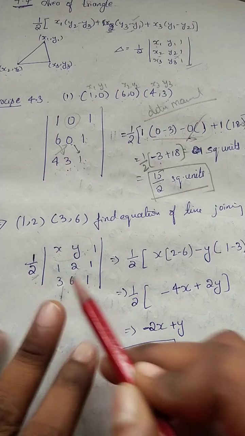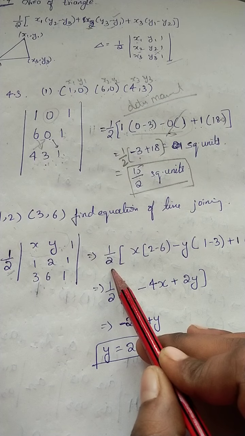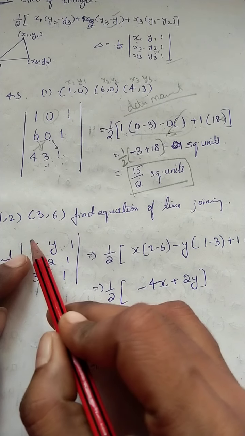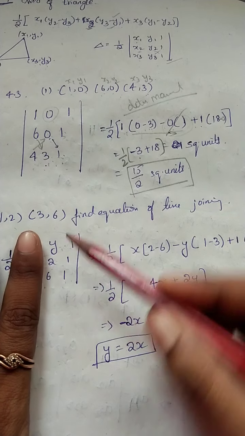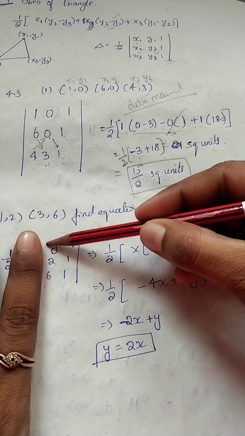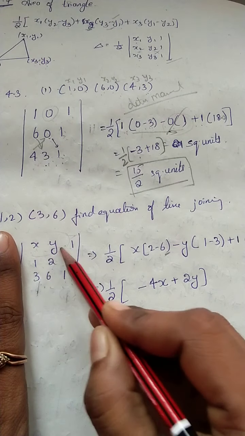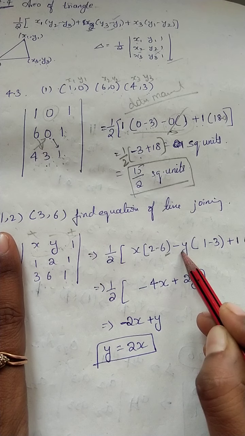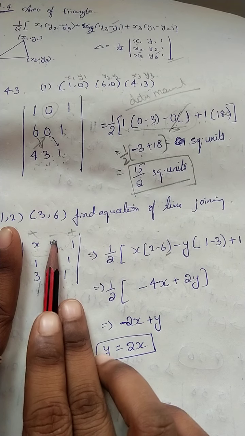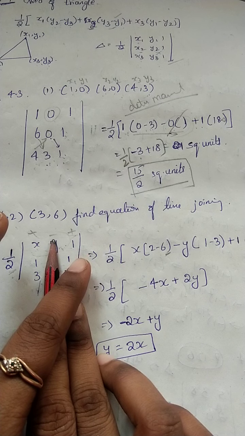We have to compute this one, so we have to apply the determinant. So 1 by 2 into, I'm again taking the first row. So x into, you eliminate that row and that column, 2 into 1, 6 into 1, so 2 minus 6. The center value, plus minus plus, so the center value with the negative sign, minus y, you eliminate that row and that column, 1 into 1 is 1, minus 3 into 1 is 3.